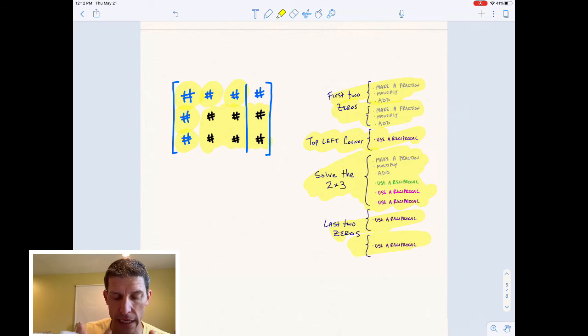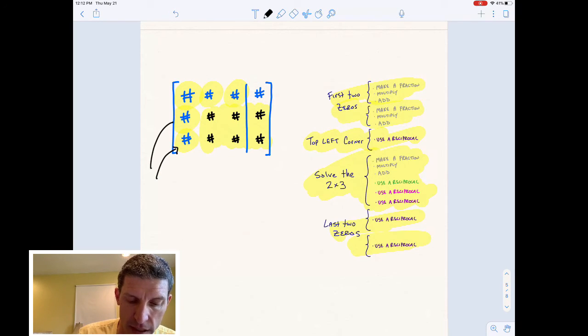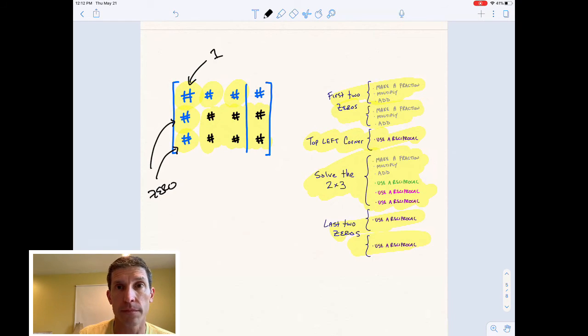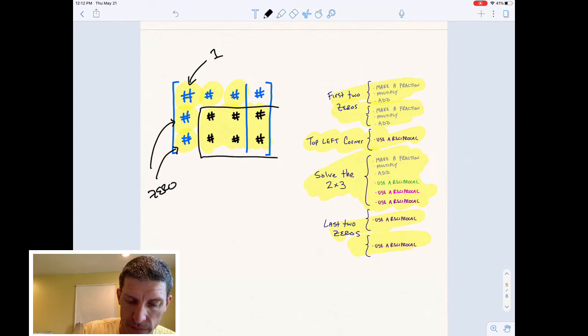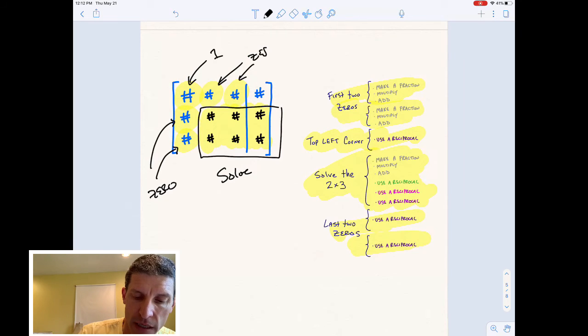So it really is just a matter of, and I'm going to say it one more time because I'm not doing an example, we'll be here all day. Step 1, make this and this zeros. Step 2, make this one a 1. Step 3, solve the 2x3 matrix. Step 4 and 5, make these zeros. If you do that, you'll get the right answer every time.